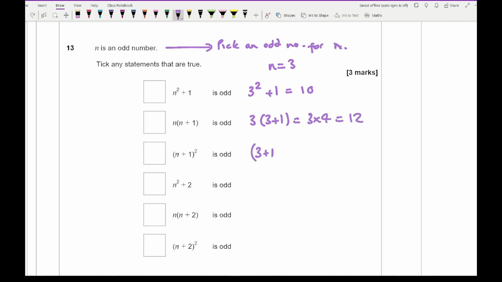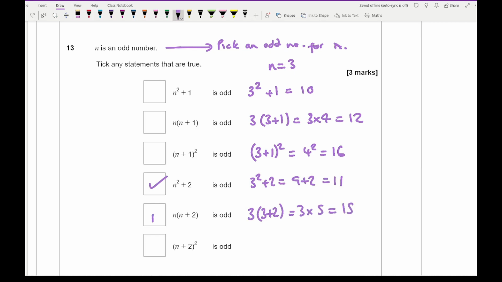3 plus 1 squared is equal to 4 squared, which is 16, so that's not true. 3 squared plus 2 is 9 plus 2, which is 11. That is odd, so we tick that one. 3 lots of 3 plus 2 is 3 times 5, which is 15. That is odd. And 3 plus 2 squared is equal to 5 squared, which is 25, and that is odd. So the boxes we need to tick are the bottom 3.